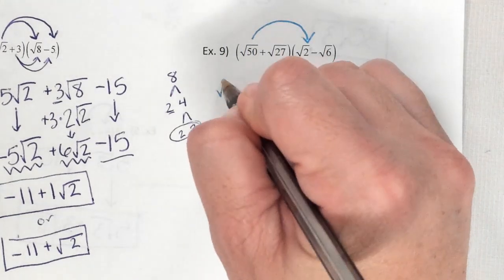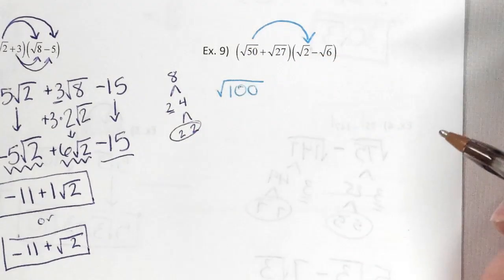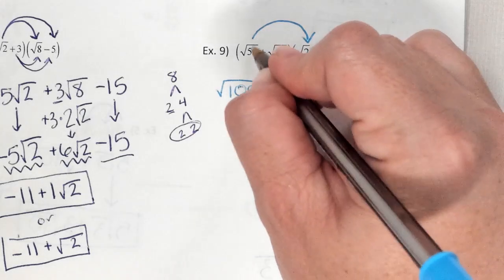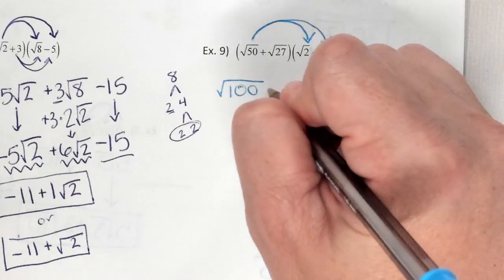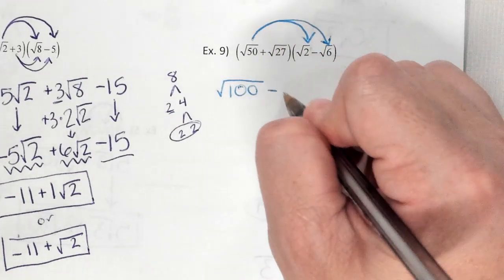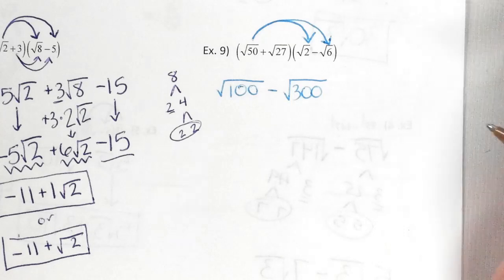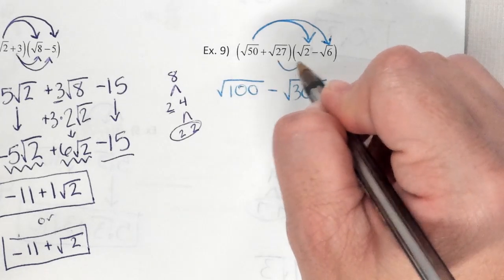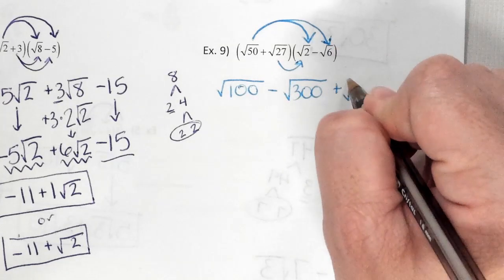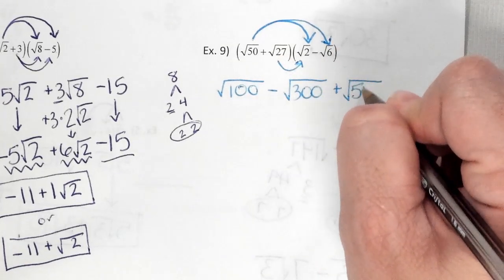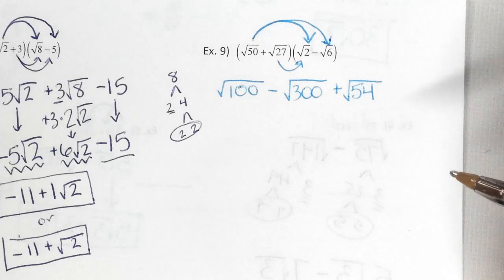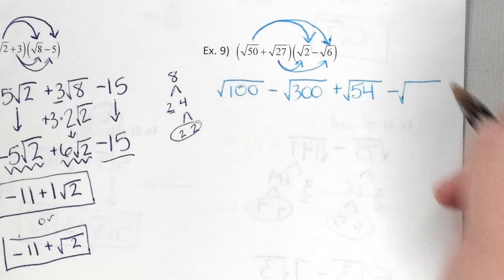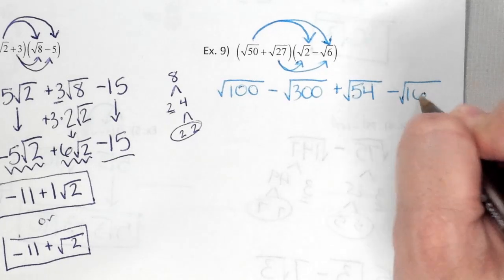Well, what's 50 times 2? Positive times a negative is what's next. This positive times a negative, so this is going to be minus. You're exactly right. 50 times 6 is 300. Then we have a positive times a positive. So positive square root of 27 times 2, which is 54. And then we have a positive times a negative, so minus the square root of 162.